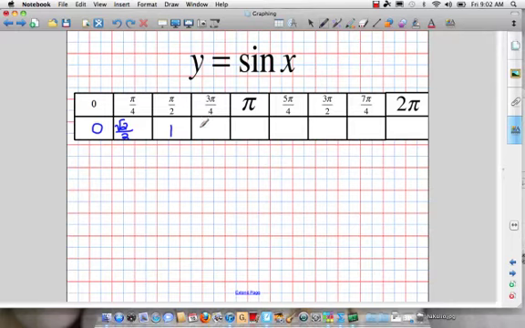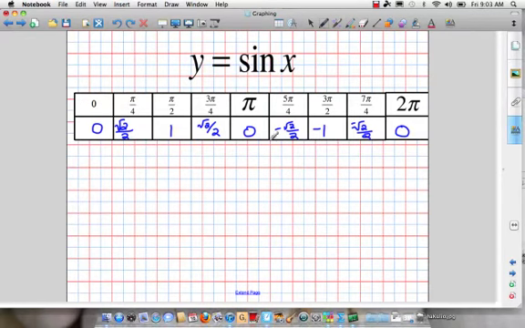The sine of 3 pi over 4 is root 2 over 2. The sine of pi is 0. The sine of 5 pi over 4 is negative root 2 over 2. The sine of 3 pi over 2 is negative 1. The sine of 7 pi over 4 is negative root 2 over 2. And the sine of 2 pi, well, we're all the way back around the circle, so that's 0.